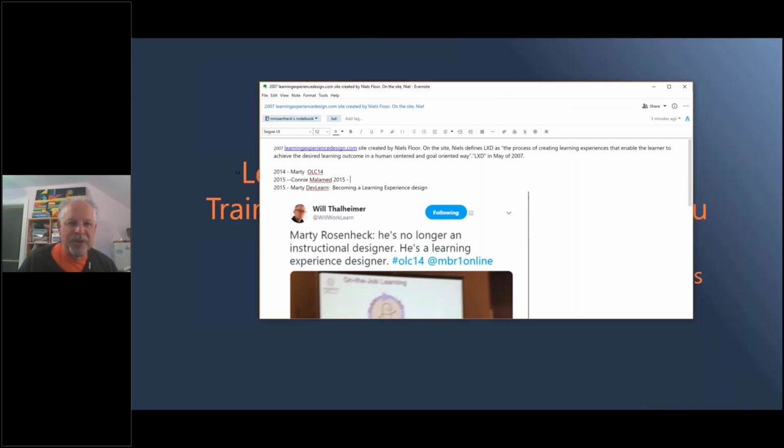Here's a nice quote from someone named Jay Cross, a colleague of mine who passed away a few years ago. He's often credited with coining the term informal learning. I love this quote of his: Learning is something people do. Training, and I put in parentheses instruction, is something you do to people. To me, that's a good way to distinguish the two. Learning is something people do. Training is something you do to people.